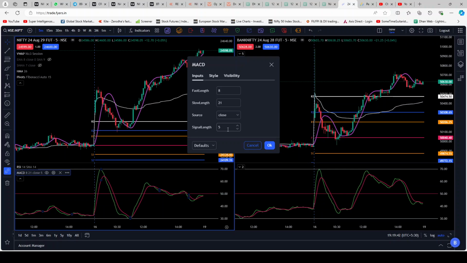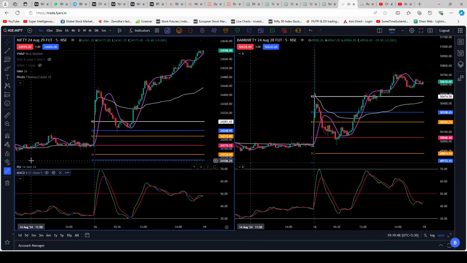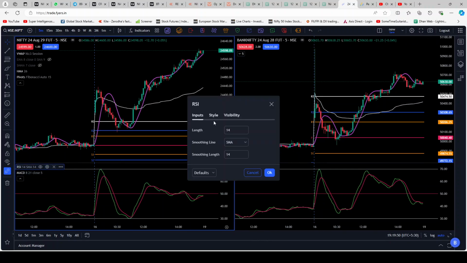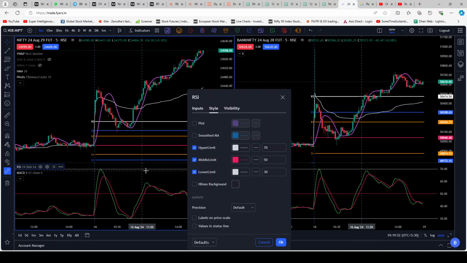I think till I find something better, MACD is going to be used at 8-21-5. And RSI we are only using for the upper line 70, lower line 30, and the center line at 50.